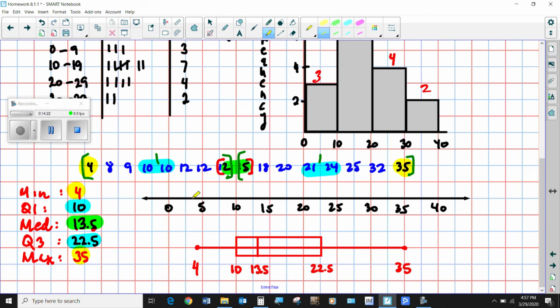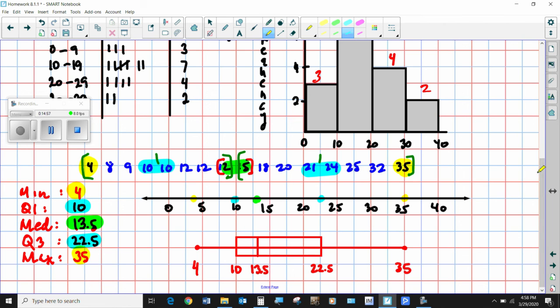Let's see. This is where the 4 would go, somewhere around here. The 35 is going to go right there. Your median was at 13.5, which is right around here. Your lower quartile is at 10, and your upper quartile is at 22.5, which is right there. So bring those points down, draw a line between the minimum and the maximum, and then box in the interquartile range with your median in the middle.